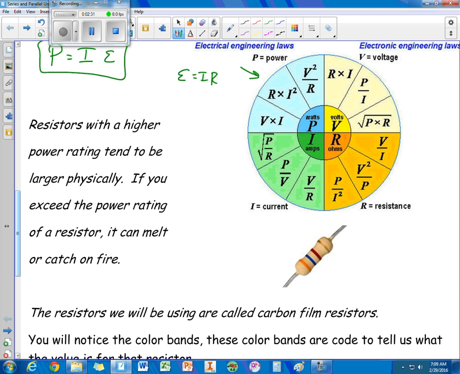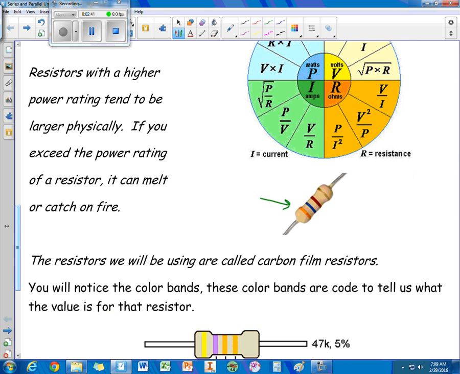Every resistor will have a power rating. This resistor right here that I have pictured is called a carbon film resistor, and usually it has a power rating of about 0.25 watts. If you exceed that, if you go above 0.25 watts, the resistor can malfunction, it can melt, it can catch on fire, it'll basically fail. So you always want to be very mindful of what the power rating is of your resistors, because if you exceed that, you can cause some damage to the circuit.